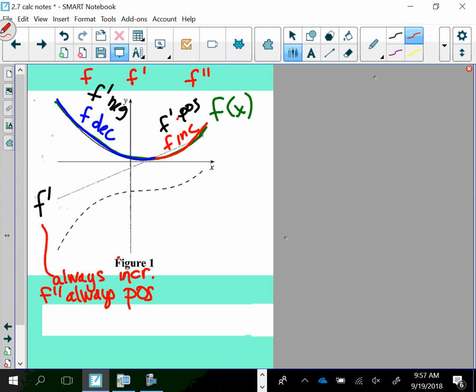This is definitely not positive because it's all underneath this axis. So, back up the train here. This must be F prime. This is F double prime. Okay? That leaves this for F. Okay, so we're going to start over to check.